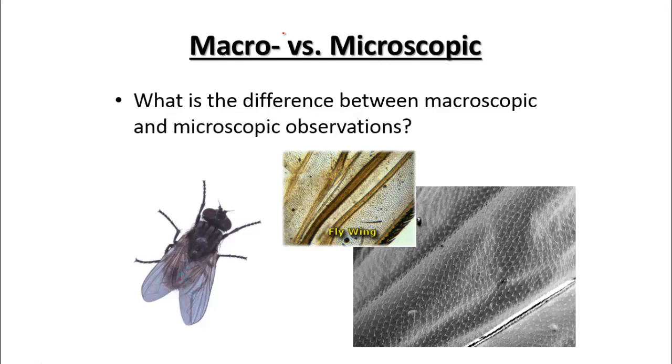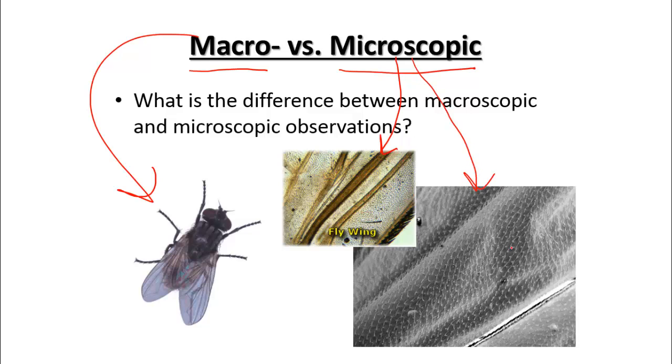In chemistry, we talk about a different scale. So you might have heard of these two before, the macroscopic and the microscopic scale. The major difference there is macroscopic is things you can see with your own eyes, and the microscopic scale is things you need a microscope for. So now you're looking at a fly wing very close up. Here's an electron microscope looking even closer. You can see the hairs on the wing there. These are called the macro and microscopic scale.